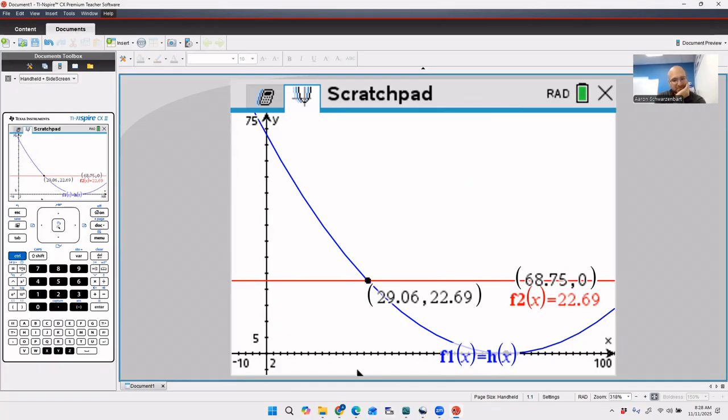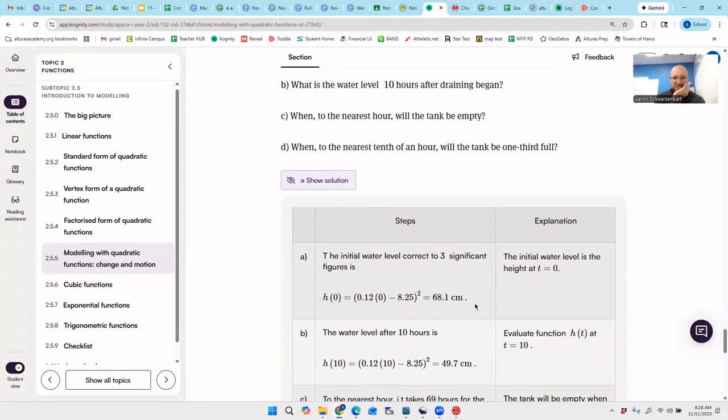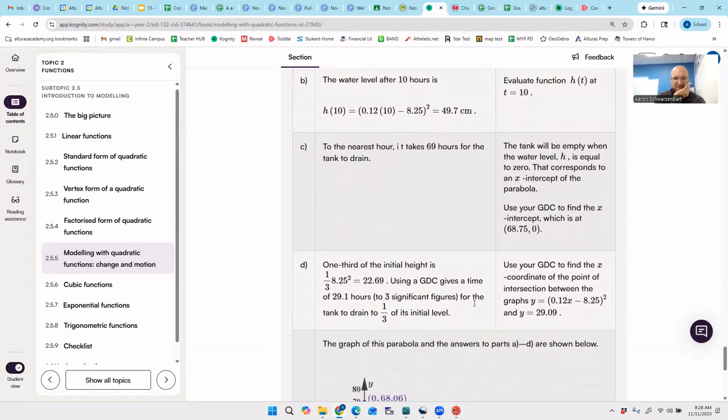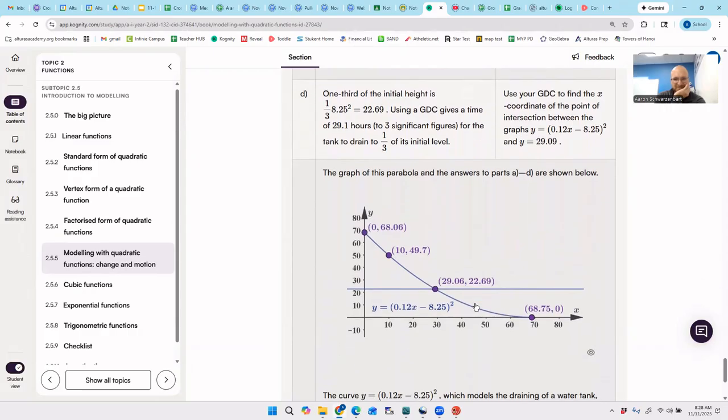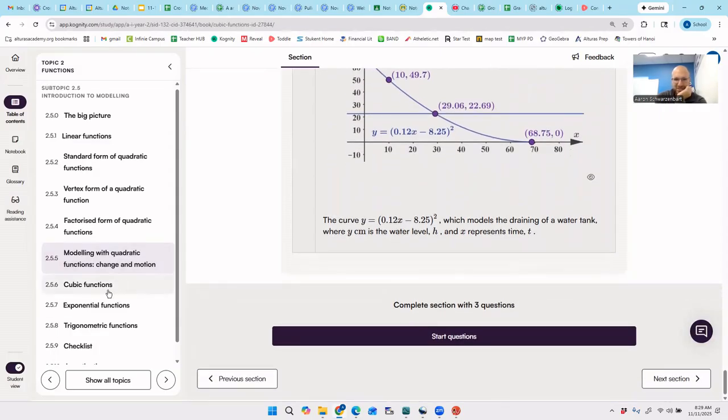29.06. To the nearest tenth of an hour, 29.1. But make sure to read those where it tells you to round. And I guess you could show all those points on the graph, or you could say h of 0 equals, h of 10 equals, and that would be. But I think programming them in makes a nice shortcut.